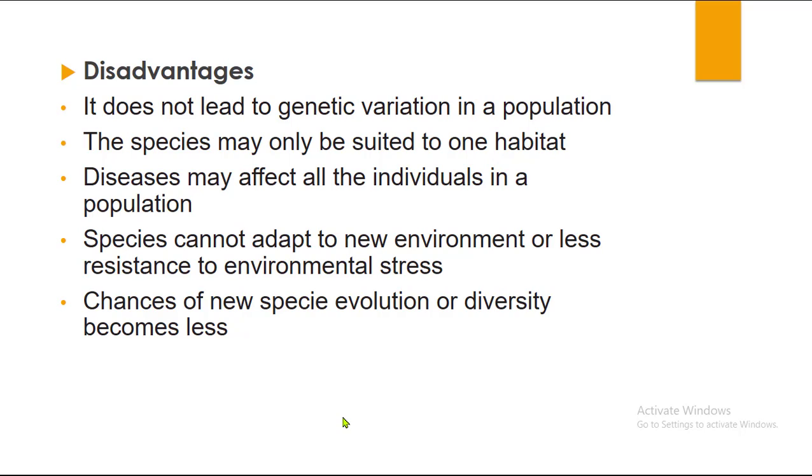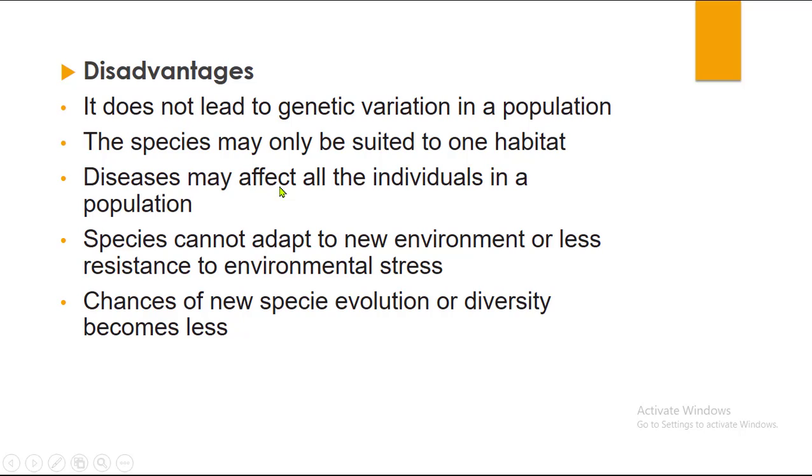Now, disadvantages of asexual reproduction. It does not lead to genetic variation in a population, because genetic variation is important for diversity, for evolution and for adaptation. So this is one of the disadvantages. The species may only be suited to one habitat. This is another disadvantage, that the species cannot cope with or adjust to a new environment.